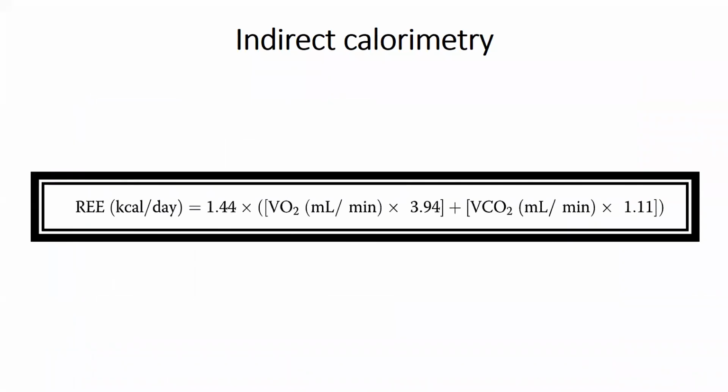So once you get the measurements of the VO2 and VCO2, they're substituted into this formula. It's the Weir's formula, and that gives you your resting energy expenditure in kilocalories per day.